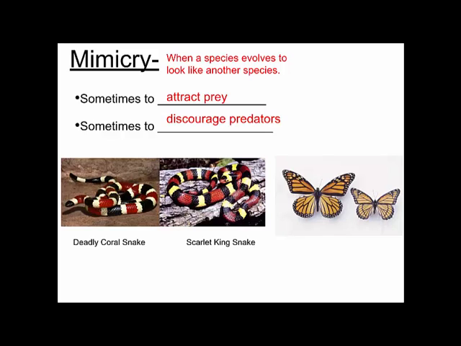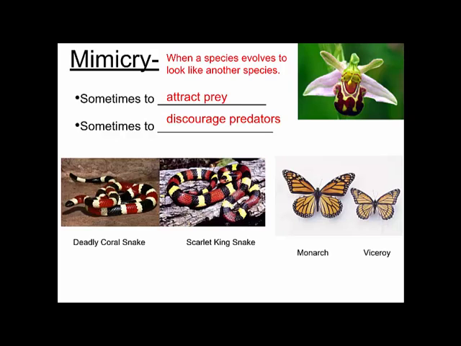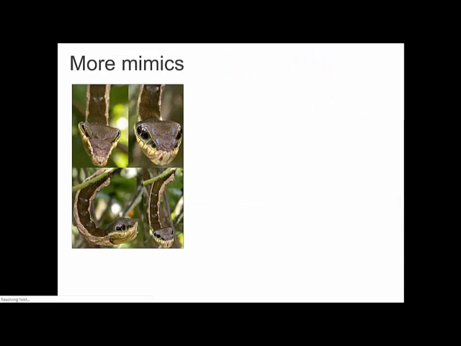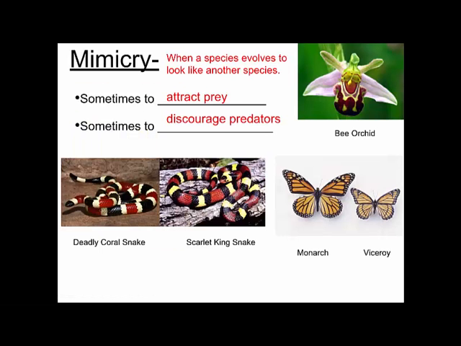What is this? That's a monarch butterfly. They're poisonous to birds. This is a viceroy butterfly, not poisonous, but they've evolved to look similar to monarchs. Okay, certain plants have evolved to look like an insect. So they attract insects to help with pollination.